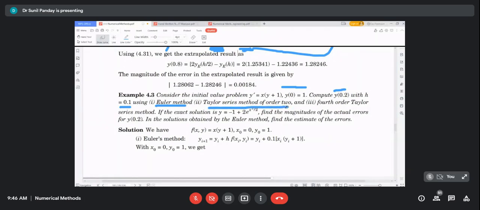Order 2 means we take the h raised to power 2 term, or we consider the term of h raised to power 2 in our method and neglect the other terms beyond 2. So up to order 2 we will consider. This is the way we will do it.